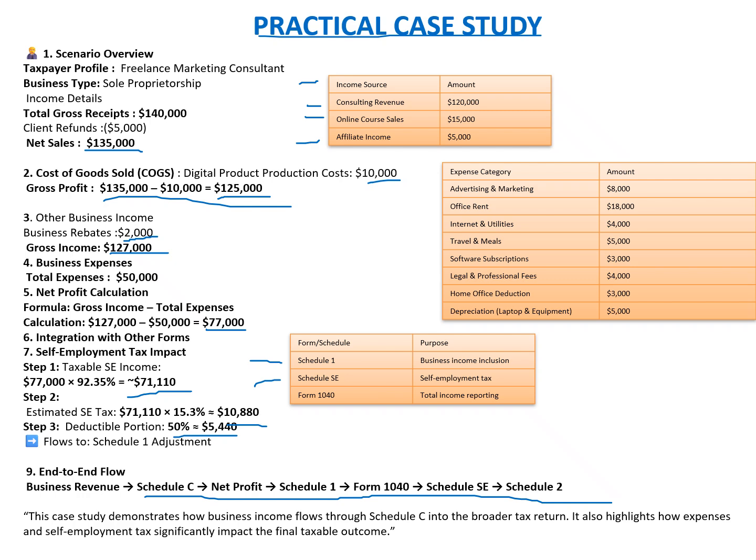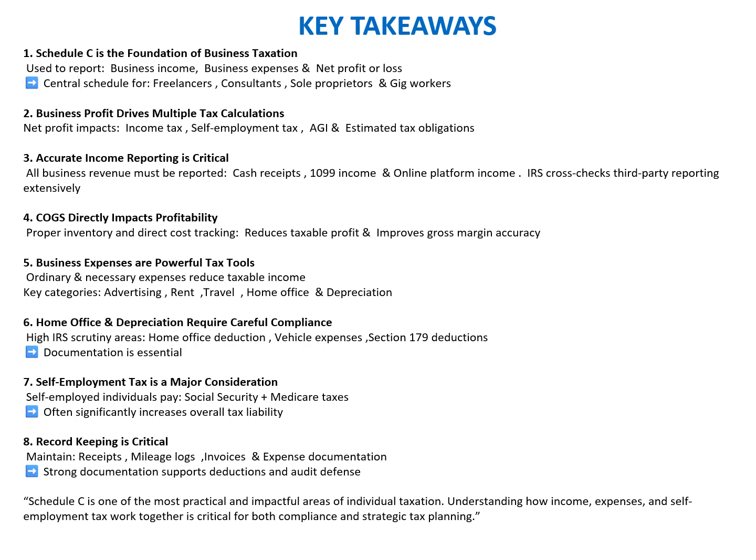So we'll move to the final slide, which is the key takeaways. The key takeaway from Schedule C is that Schedule C is the foundation of business taxation. It is used to report the business income, business expenses, and the net profit or loss. It is very important for freelancers, consultants, sole proprietors, and gig workers. Business profit drives multiple tax calculations like income tax, self-employment tax, and estimated tax. Accurate income reporting is critical because the information reported here is cash receipts, 1099 income, and other platform income. It has a direct impact by reducing the COGS from the gross receipts.